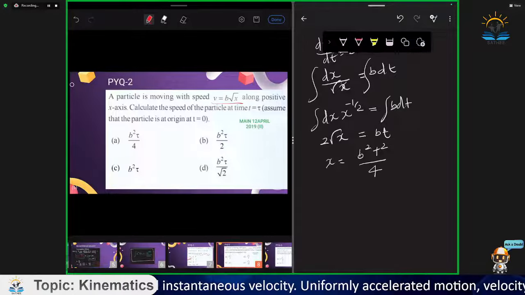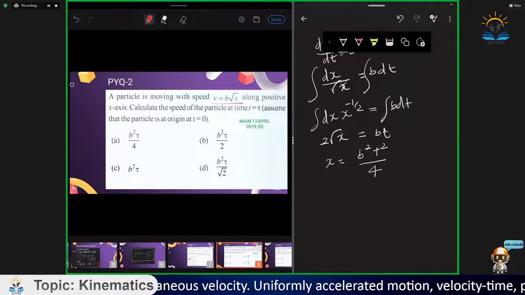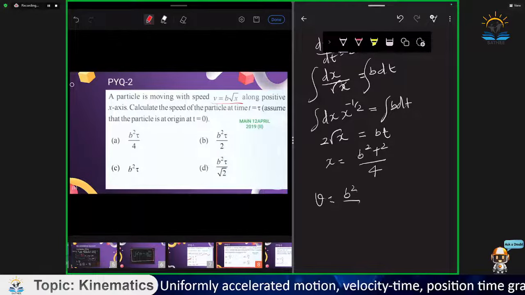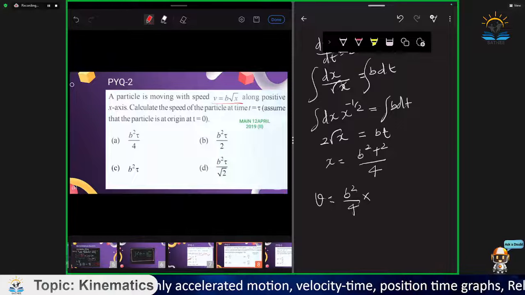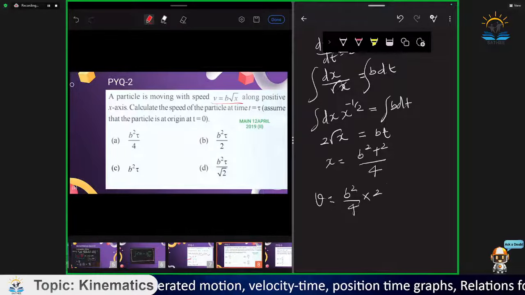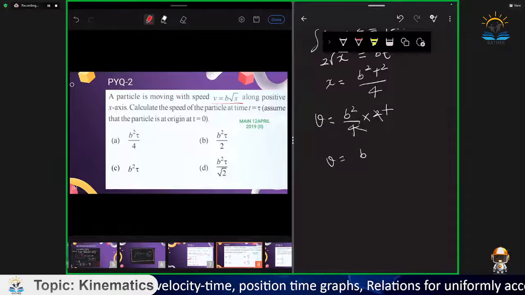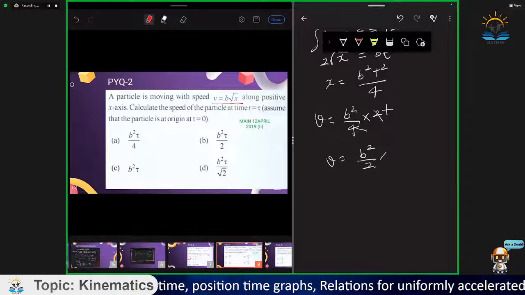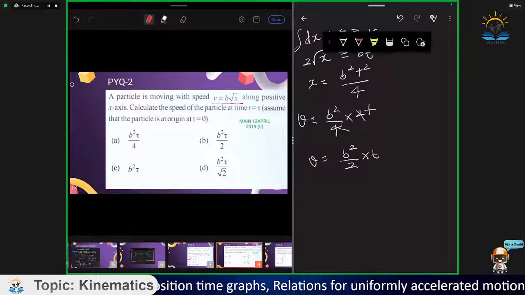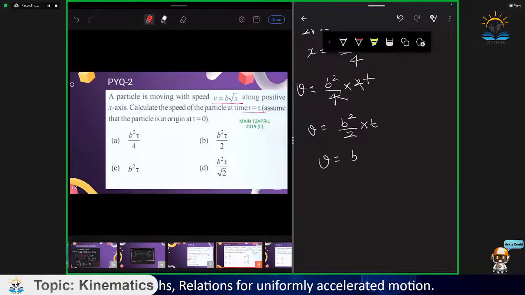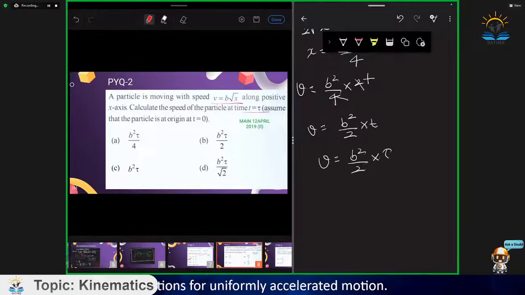To calculate the speed, by differentiating x we get velocity: b square by 4 into d by dt of t square, which will be 2t. The 2 we can cut, so we get b square by 2 into t. The question gives time t equal to tau, so the speed will be b square by 2 into tau. So this is the correct option: b square tau by 2.